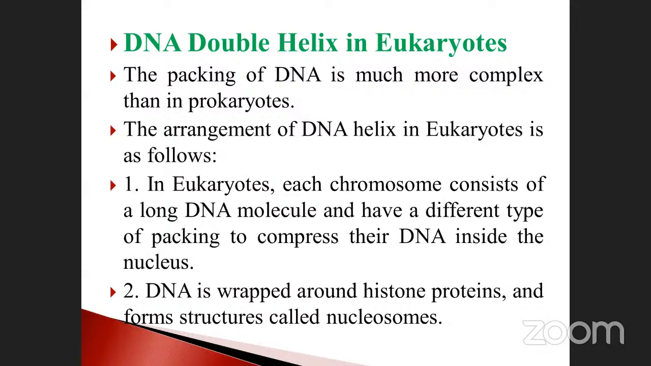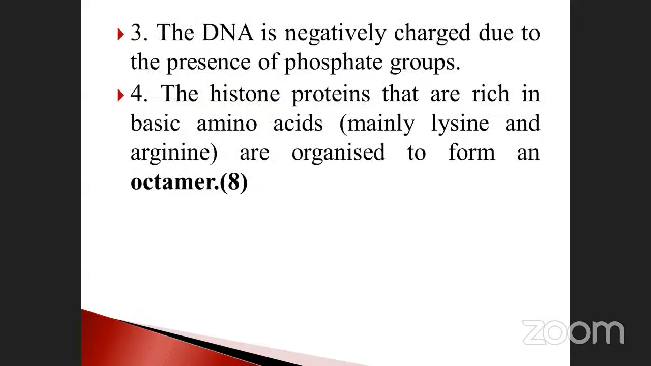DNA wrapped around histone protein. It is an octamer, 8 molecules of histone protein present in a bead-like structure. Suppose the DNA molecule contains histone protein, the entire structure is collectively called nucleosomes. So the prokaryote has an absence of histone protein, and the eukaryote has the presence of histone protein. Don't forget, my dear, this is very, very important.